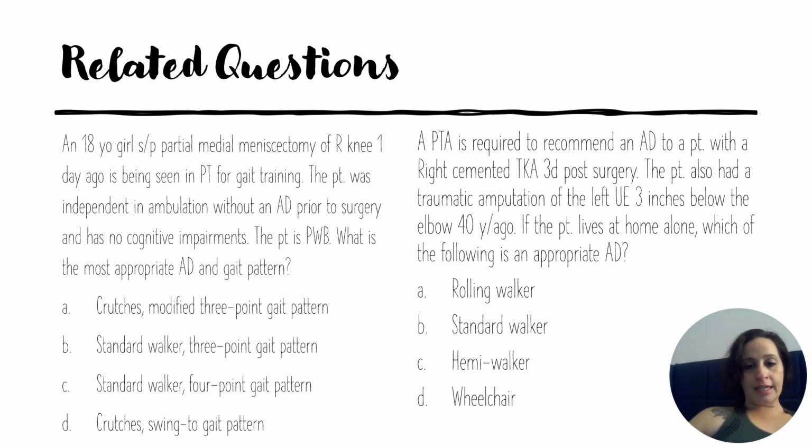Okay. The next question says that there's a PTA who is going to recommend an assistive device to a patient with a right cemented total knee arthroplasty 3 days post the surgery. So they had their surgery, this arthroplasty, 3 days ago. They also had a traumatic amputation of the left upper extremity 3 inches below the elbow. So I would say somewhere, I'm trying to show you, somewhere around here, right? 40 years ago. So they basically don't have forearm and hand, right, on that left side. Patient lives home alone. Which of the following is an appropriate assistive device?